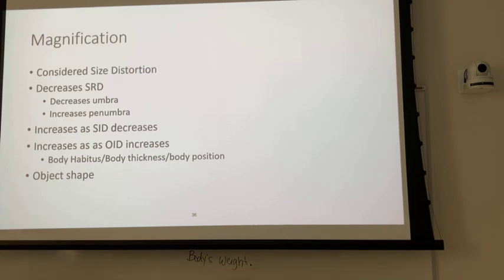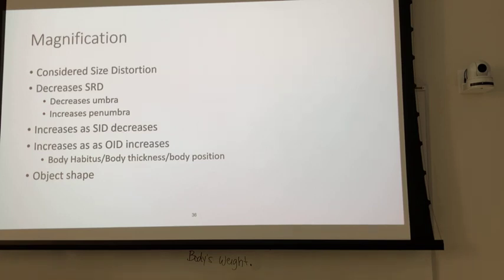As we increase OID, then we get an increase in penumbra. So if we increase OID and then we increase SID, if we double our OID, then we double our SID, what happens to our penumbra? Well, it stays the same. We'll talk about that here in a bit. So umbra is sharpness, penumbra is unsharpness, and it increases as SID decreases.